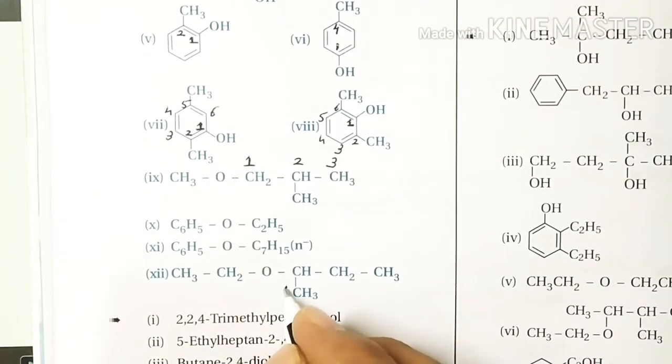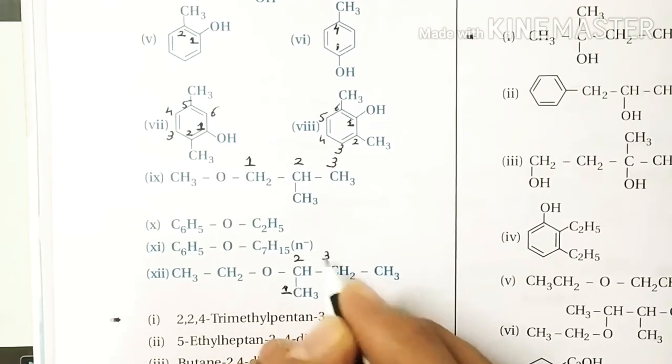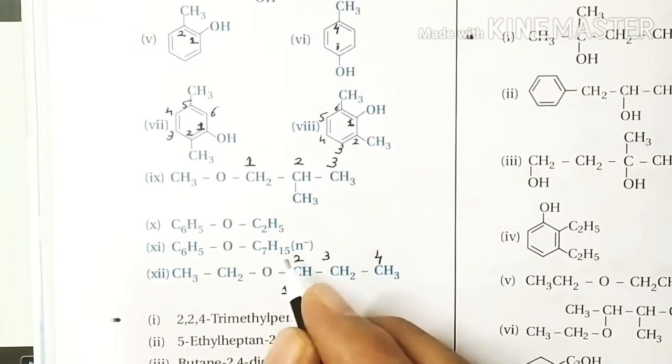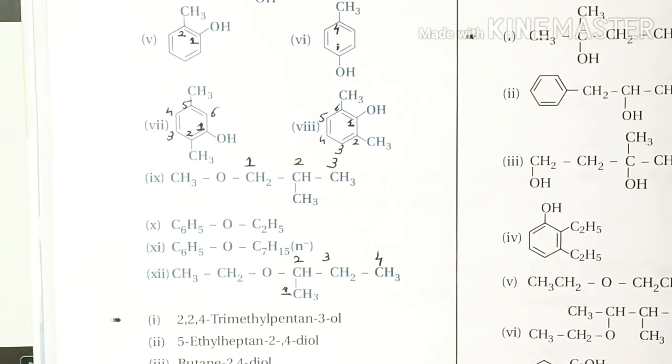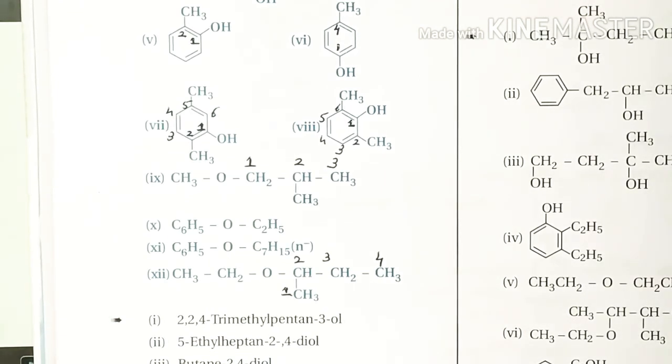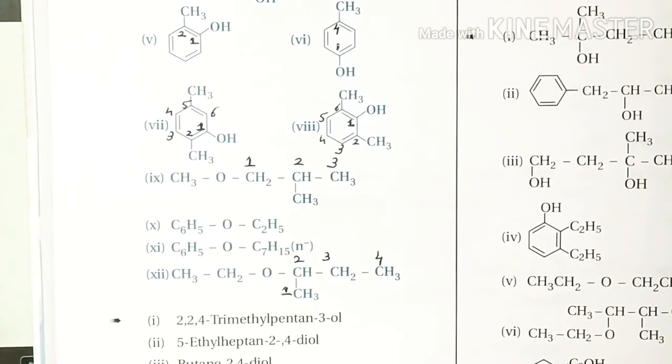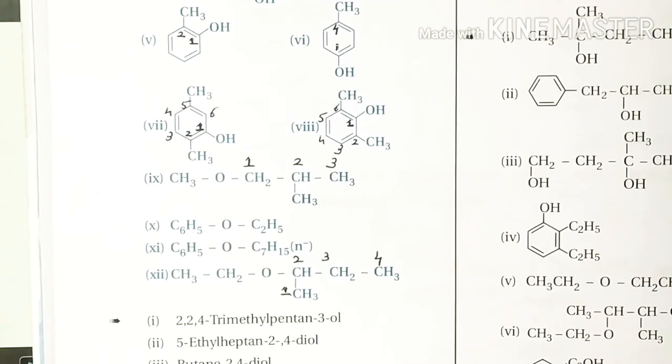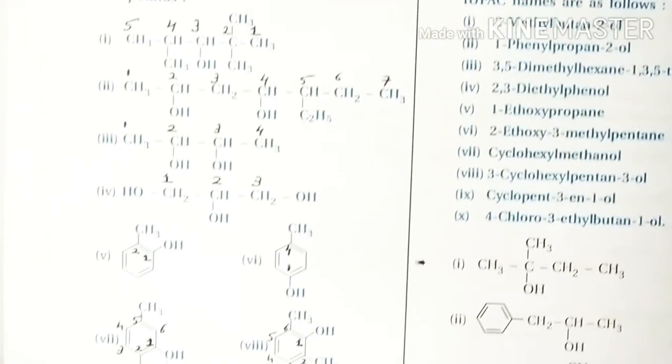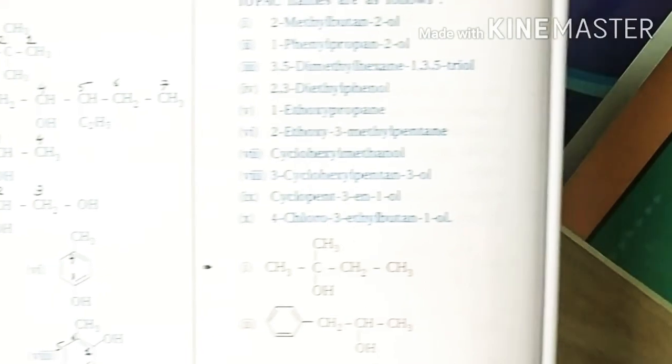Next one, the longest chain is here. We number 1, 2, 3, 4, so the parent is butane, and it's 2-ethoxybutane. All these 12 structures' IUPAC names are a very easy scenario, because in general organic chemistry we have gone through IUPAC nomenclature very deeply and at length in our past sessions. So next is question number 2.